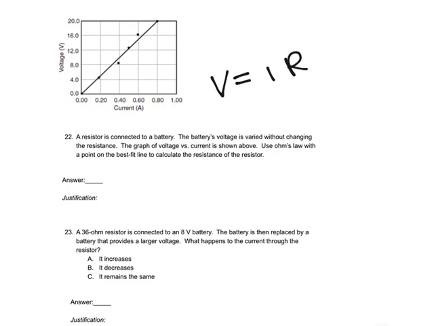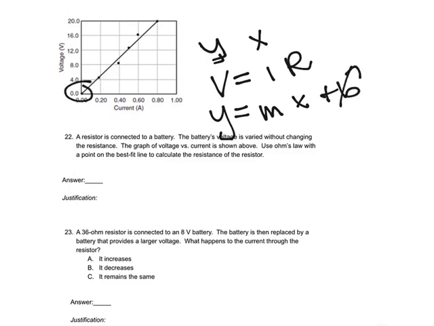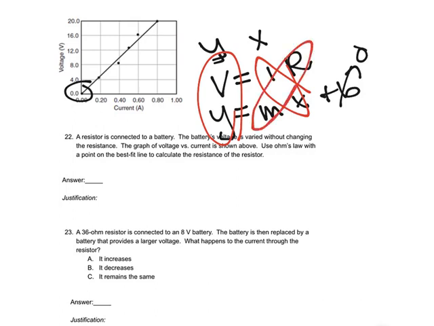We write it like this, but this is my y, this is my x, so y equals mx plus b. Our b is 0 because the y-intercept is 0. So we can see that this is the y, this is the x, meaning the slope of this line is the resistance. And remember, slope is change in y over change in x, if our beginning is 0. So basically we want to find the slope of this line.